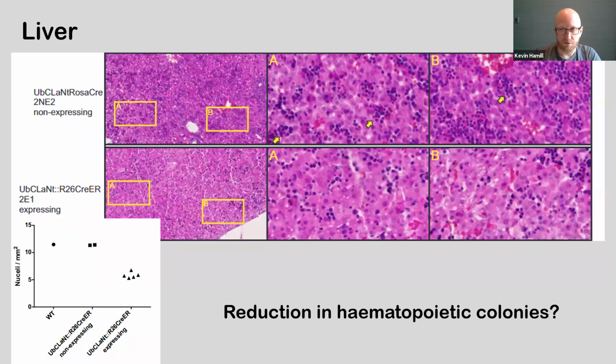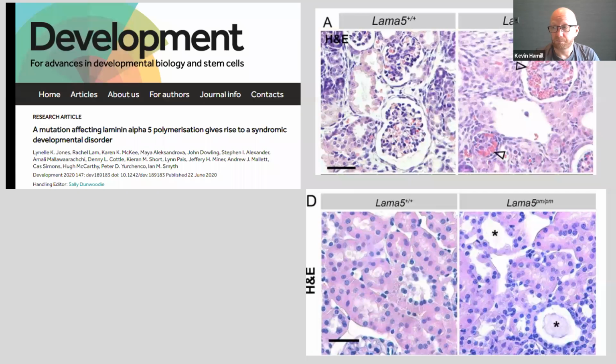The liver is not an area that I'm particularly comfortable with, but what we noticed is that the cellularity of the liver was massively reduced. So it's very clear that we have these, we think, hemopoietic colonies of cells in our non-expressing animals that have disappeared, that are much less present in our LaNt expressing animals, and it's quantified down the bottom. So there is an effect on the liver, and I'm more than happy to learn from people who know more about livers than I do. But the last thing I want to show is the kidney.